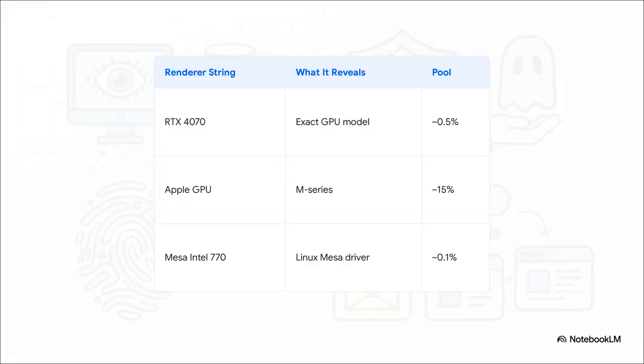Now, what's really interesting about this slide is how specific these strings are, acting as a prime suspect profile in our digital whodunit. An NVIDIA string doesn't just say NVIDIA. It gives the exact GPU model and the specific software backend. On the flip side, an Apple GPU string groups Apple Silicon users into a broader 15% pool. But if you have niche hardware, like a specific Intel UHD graphics card running on a Linux Mesa driver, you are immediately isolated into a tiny fraction of a percent. You're basically a needle that has magnetized itself so it can be easily yanked right out of the haystack.